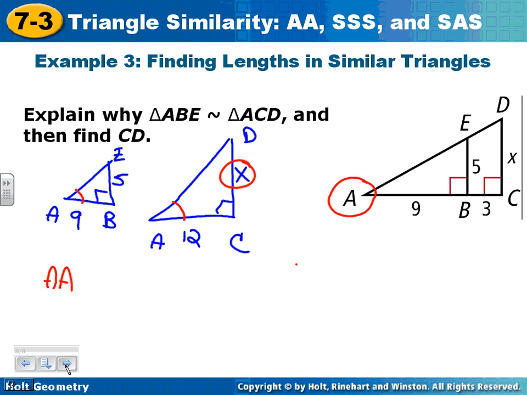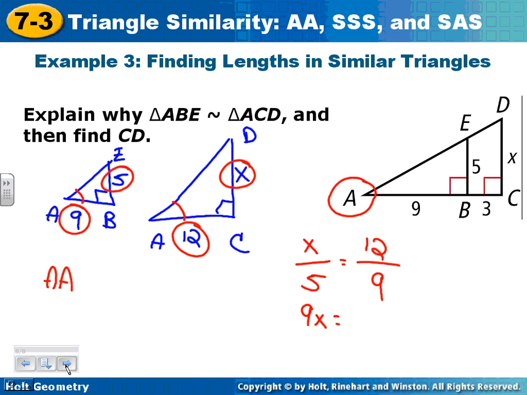Now we have to find CD, which is, in other words, find X. So let's write a proportion. We're going to cross multiply here in a minute. I'm going to start with the X and go to the other side. It looks like that's going to correspond to that 5. My next ratio, to keep my pattern the same, would be this 12 on top. Corresponds to this 9. So we have x over 5 equals 12 over 9. Cross multiply. 9x is 5 times 12, that's 60. Divide by 9, and that comes out to be about 6.67, or 6 and 2/3. And that would be your answer.